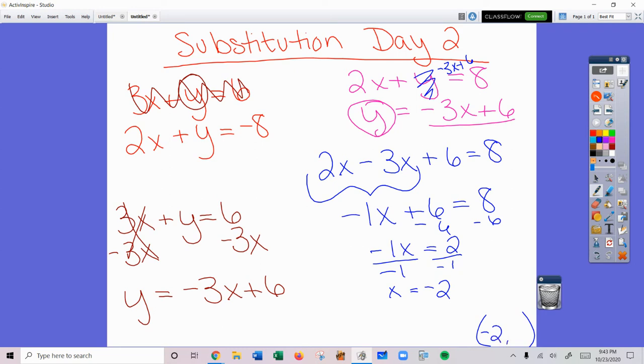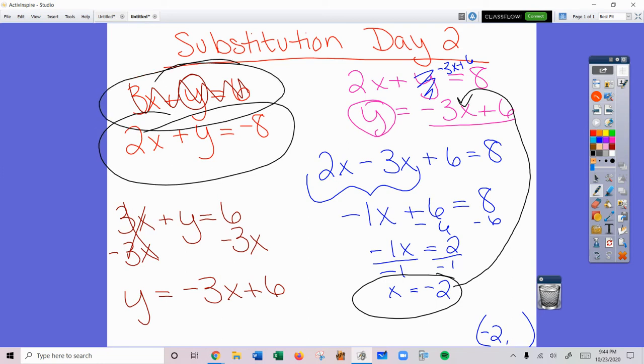But remember, I am still not done. I never said these problems were short, right? I have the x value, but to solve a system, I need the x and the y. So I need to take this x value and I need to plug it back in where we underlined. Again, you could plug it in to the original equations over here if you wanted. It's just easier where we underline.